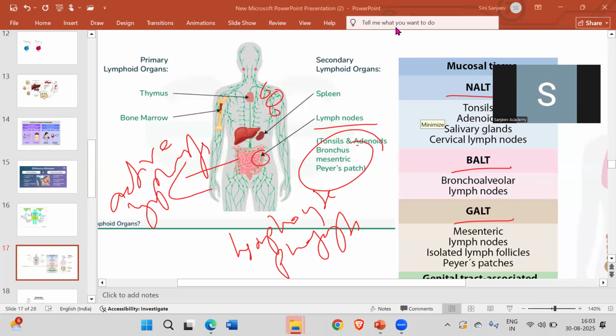So primary lymphoid organs, then the secondary lymphoid organs, as well as the mucosal tissues, which are called MALT, NALT, BALT, and GALT. This may come for the MCQ. These are the linings of your respiratory, digestive, and urogenital tracts.